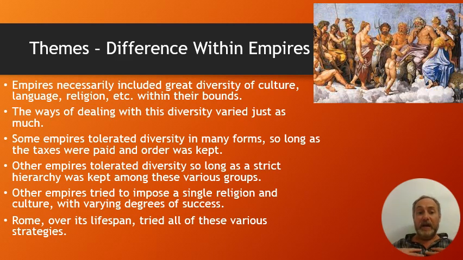Other empires tolerated diversity so long as it was very clear who the upper class and who the lower classes were, right? So I'm a Roman citizen, you are my slave. You can have your religion if you want, but just make sure you know I'm in charge, right? Other empires tried to impose a single religion, and so diversity was not allowed. There was much more attempt at homogeneity, with varying degrees of success. Look at Rome over its lifespan, it kind of tried all of these different strategies to one degree or another.